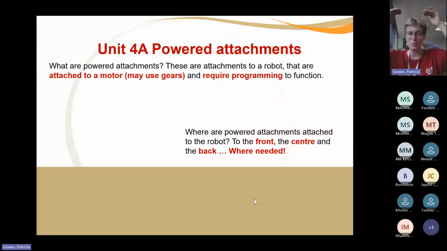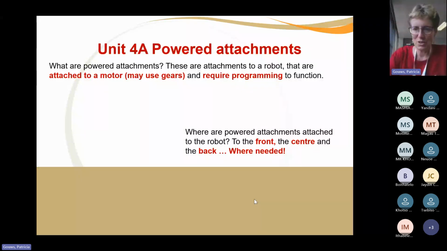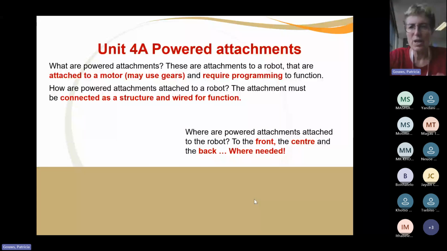You can have a power attachment on top or at the back, wherever they need it. That's where you attach them. All right. Now, when you attach a powered attachment to a robot, you have to have two levels of attachment. The one is the structure needs to be connected, and we usually use connector pins for that. But there also needs to be a wire for the function. So it needs to go into one of your ports. Now in the EV3, it is an output port.